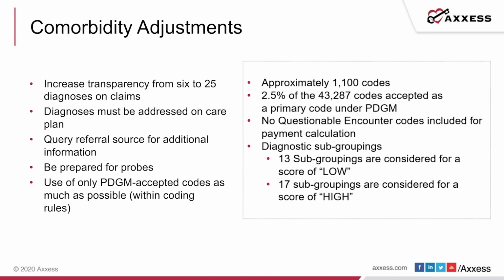Remember, you can add a QEC or a non-groupable diagnosis code in a secondary position, but if you use a QEC in a secondary position, that particular code is not going to add any points toward or add any money towards your comorbidity adjustment payment. Now, the comorbidity codes are listed in certain diagnostic subgroupings. There are 13 subgroupings considered for a score of low, and there are 17 subgroupings considered for a score of high on the comorbidity adjustment. We're going to see some examples of those.